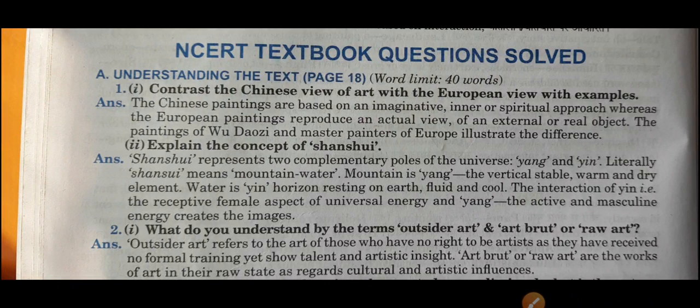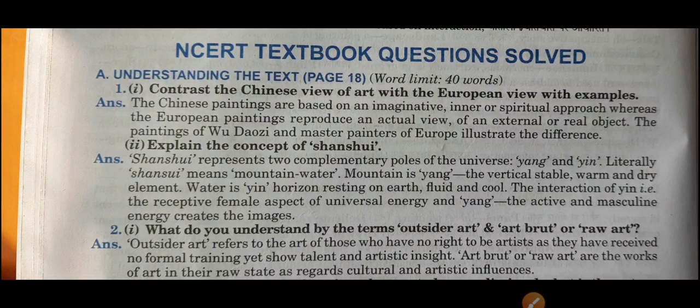Alright, children, Chinese paintings are spiritual, but European paintings are actual and based on illusionistic likeness. See, children, just now the concept of sansui, which I explained. What does it represent? Two complementary poles of the universe, yang and yin. Literally, sansui means mountain, water. Mountain is yang, the vertical, stable, warm and dry element. Water is yin, horizontal, resting on earth, fluid and cool. The interaction of yin, the receptive feminine aspect of universal energy, and yang, the active and masculine energy, creates the images.